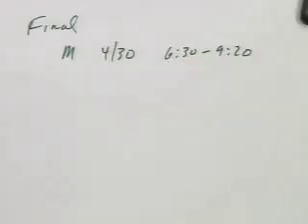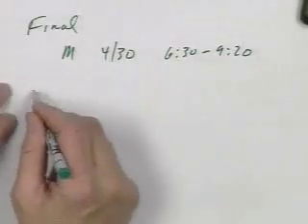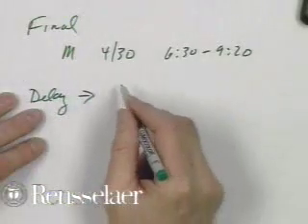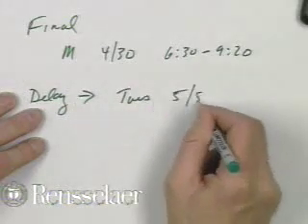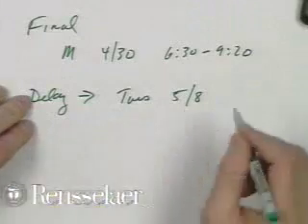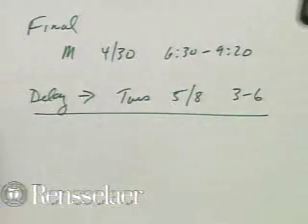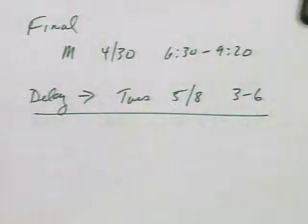And the official word on the final exam for the live students is that it's Monday of exam week, and that's 4/30, April 30th. Regular class time from 6:30 to 9:20. So the final exam is during our regular class time on Monday, April 30th. Now for tape delay, the official exam time is Tuesday, May 8th. So Tuesday the 8th from 3 to 6 is the official delay. And again, just so you can put it on your calendar, depending on whether you're live or taped away.